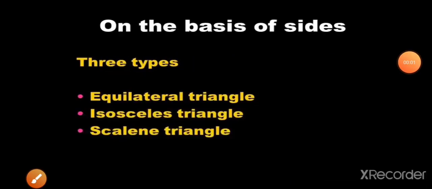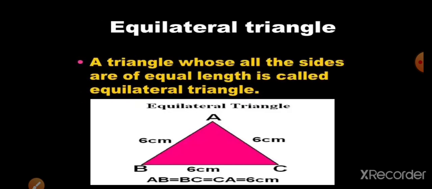Next, on the basis of sides, we can classify triangles into three types: equilateral triangle, isosceles triangle and scalene triangle. The first one, equilateral triangle. A triangle whose sides are all of equal length is called an equilateral triangle. I hope you understand it. If in a triangle all the sides are equal, the triangle is called an equilateral triangle.